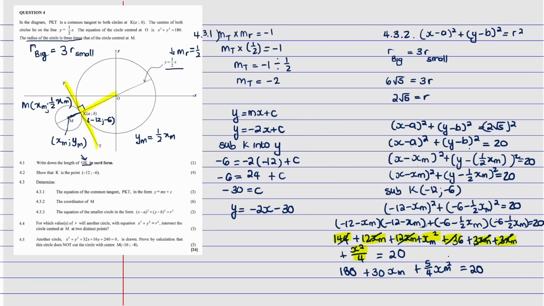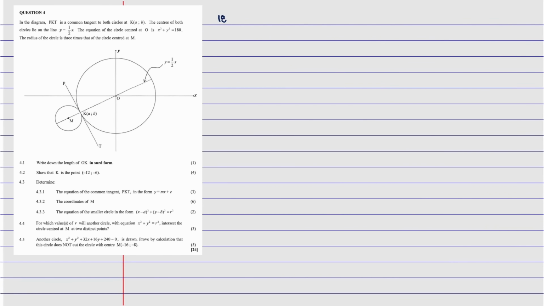So just go to the next page. We have 180 plus 30xm, right? Then we have plus 5 over 4 xm squared. Then that's equal to 20, right? So we're going to basically take the 20 to the other side. So we're going to have 180 minus 20 plus 30xm plus 5 over 4 xm squared.